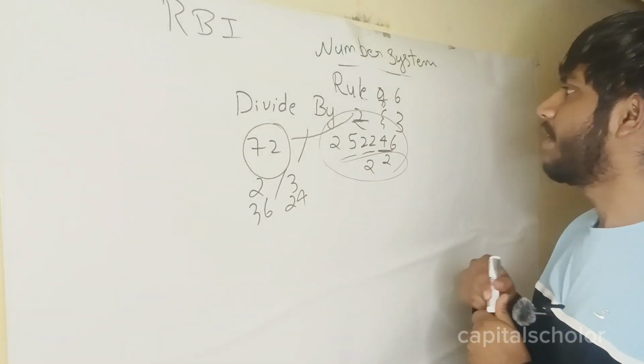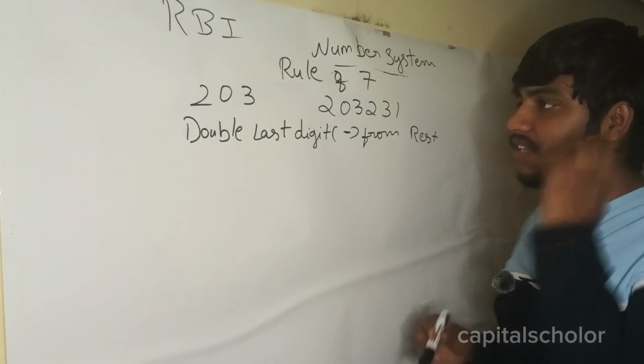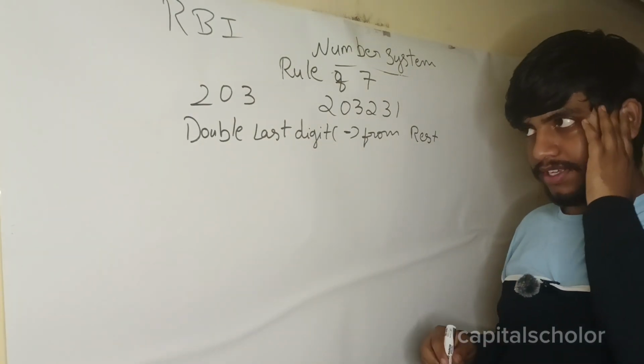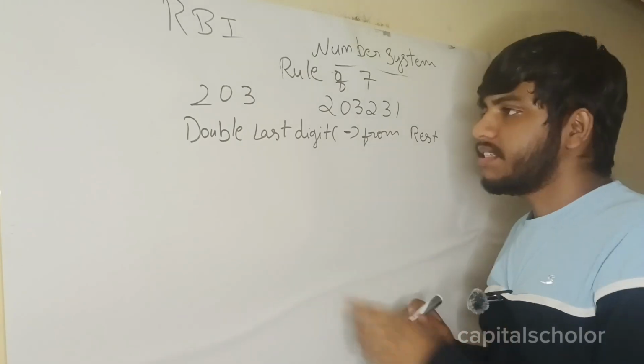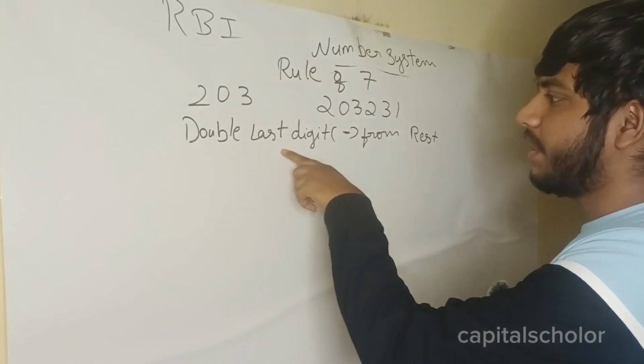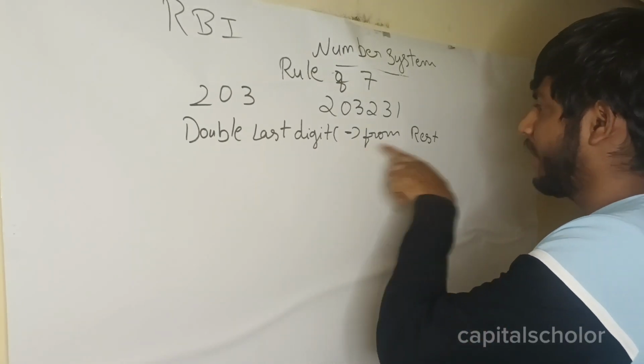Now let's move to the next, which is 7. The rule of 7 is very complicated. I will explain it in an easy way. Now let's read this: double the last digit and subtract it from the rest.